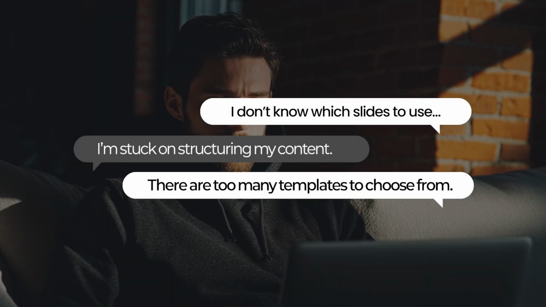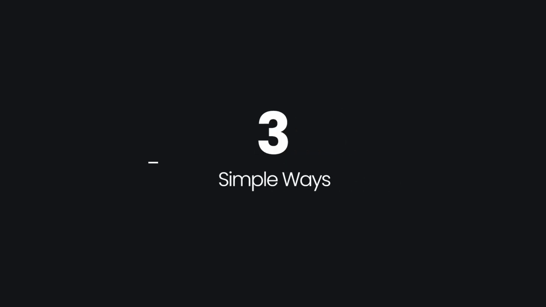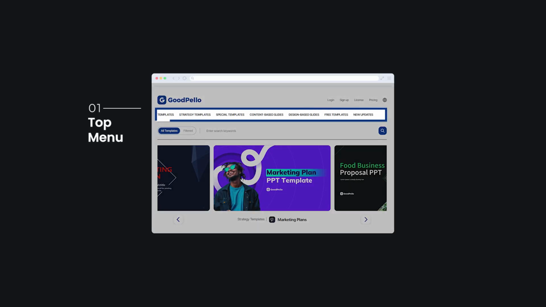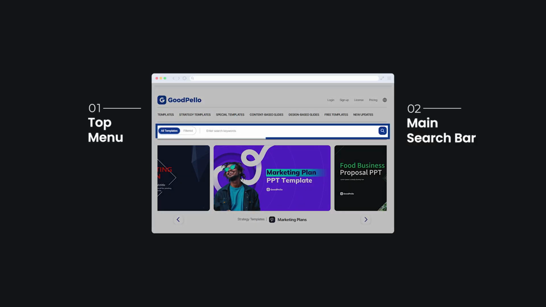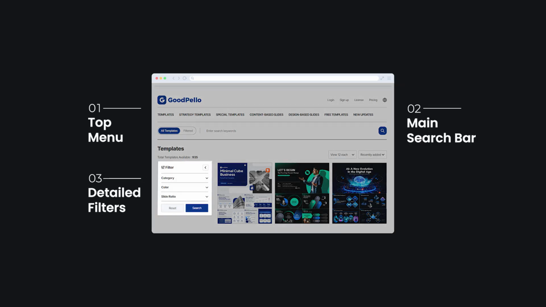Not sure which slide to use when building a presentation? With GoodPello, you can find the right template in 3 simple ways. First, browse by category using the top menu. Second, search with keywords from the main search bar. And third, refine your results using filters.